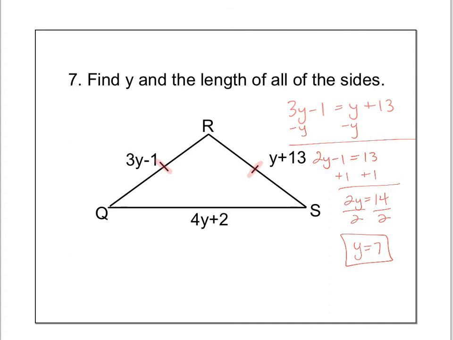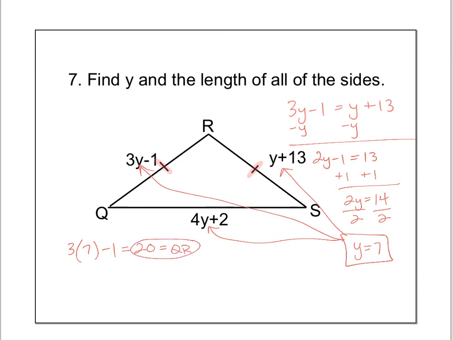So it says find y and the length of all three sides. So we have y is 7, but now we have to plug it in here, here, and here, all three places. So 3 times 7 minus 1 is 20, and that's going to be QR. And then 7 plus 13 is 20, and that's RS, distance from R to S. And then 4 times 7 plus 2 is 30, and that is QS.